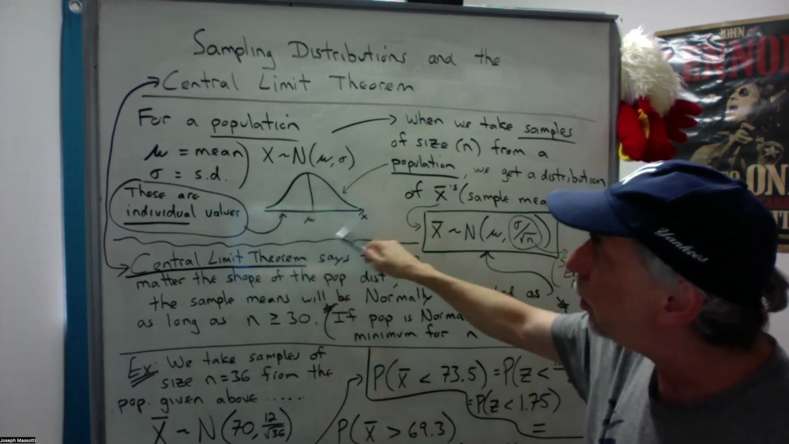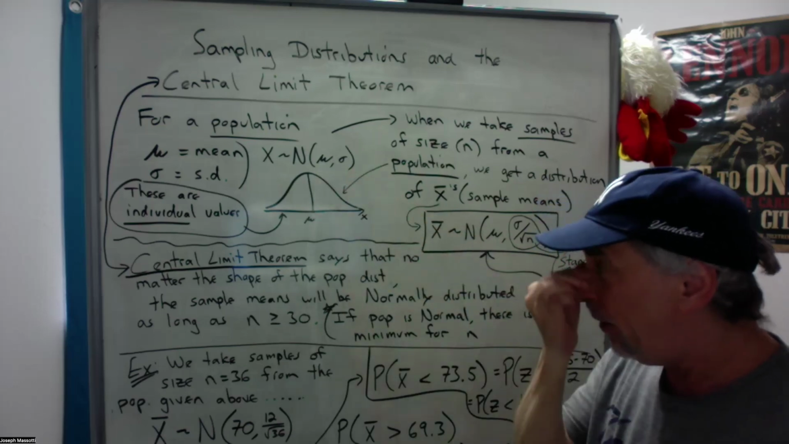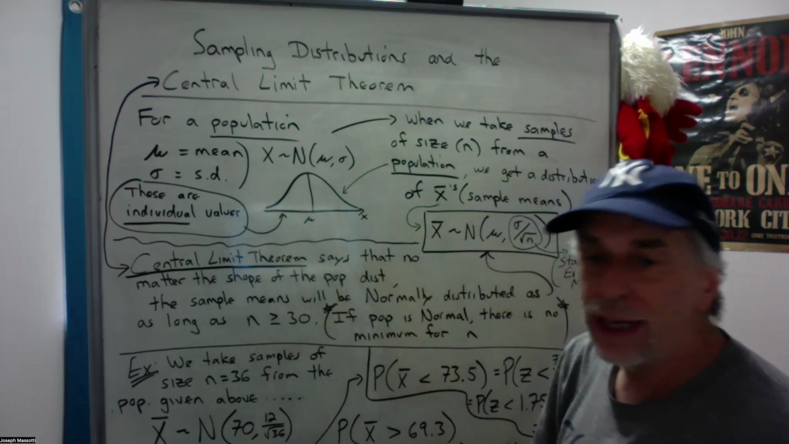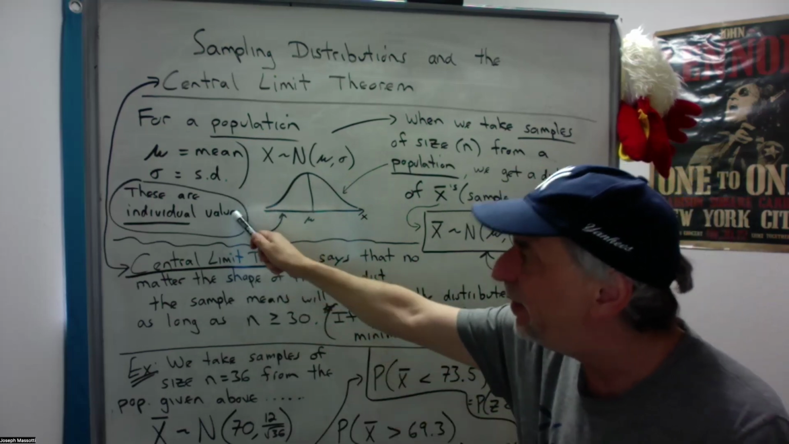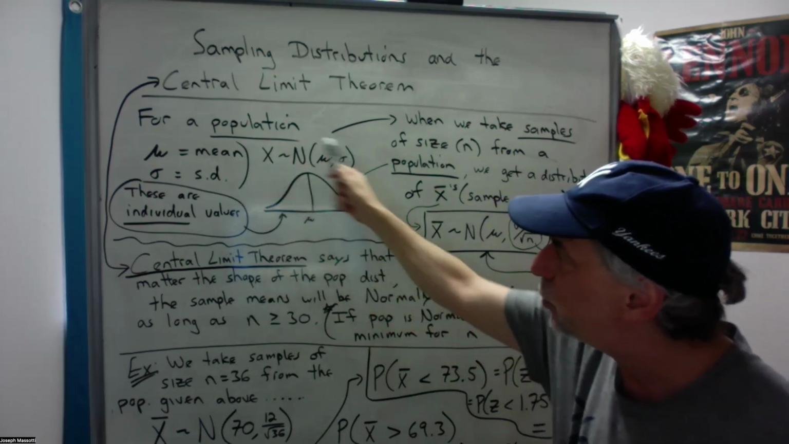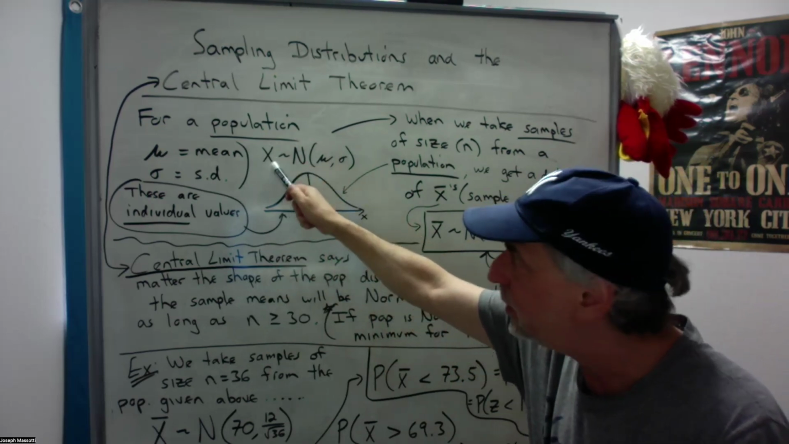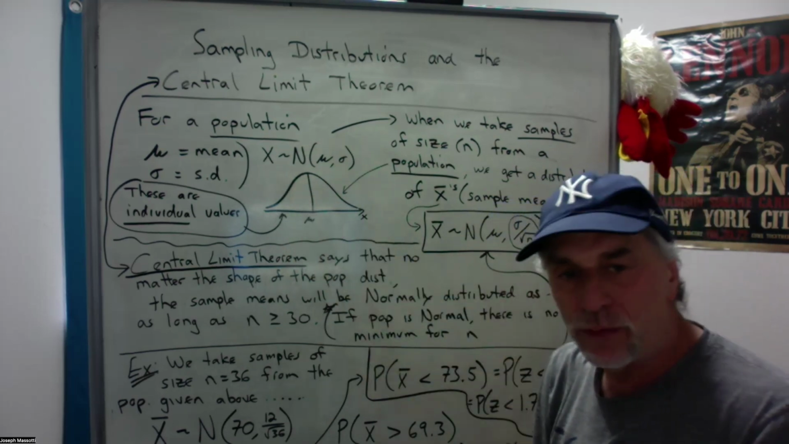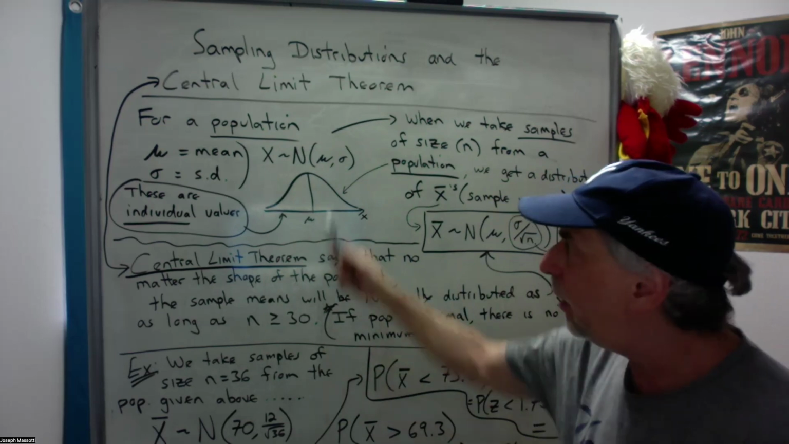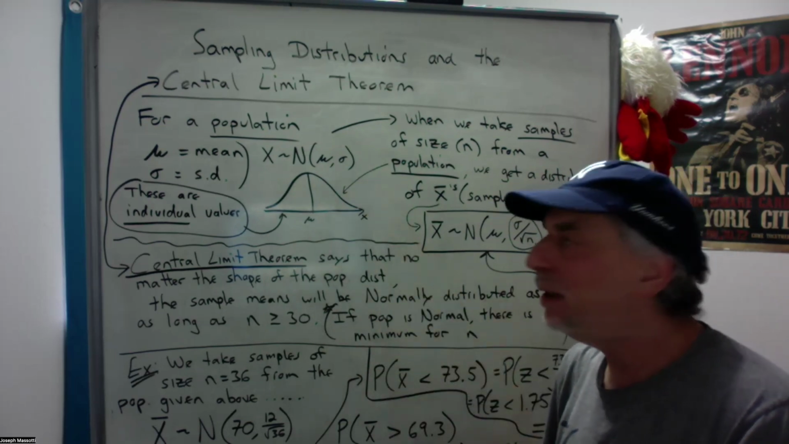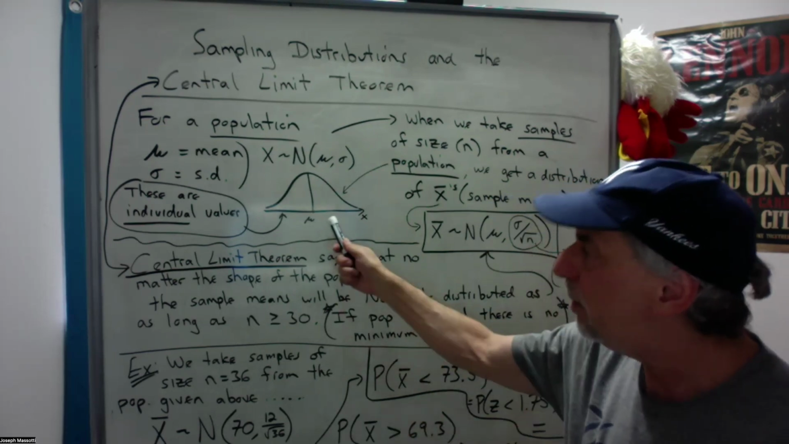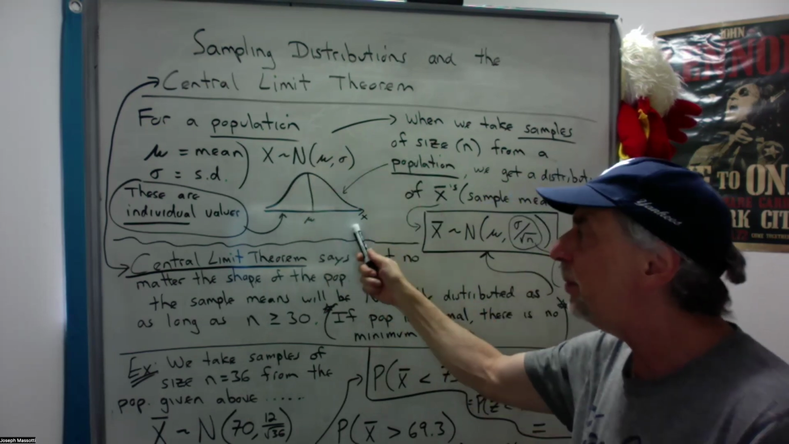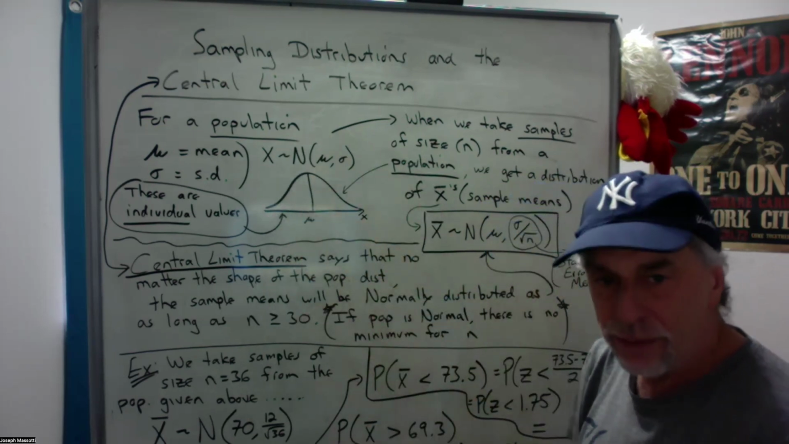Normal distribution is a bell curve. The mean is in the center. We've already gone over these things. The important thing to think about now is that these are individual values that we're talking about. This is a distribution of individual values. These x's along the horizontal axis in this distribution are individual values. When we ask a probability question about this distribution, we're asking a probability question about an individual value. What's the probability that an individual value in this distribution is larger than something, less than something, between two values?